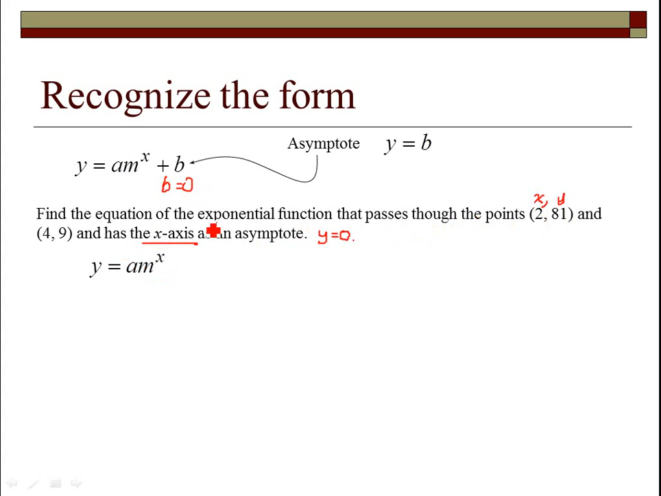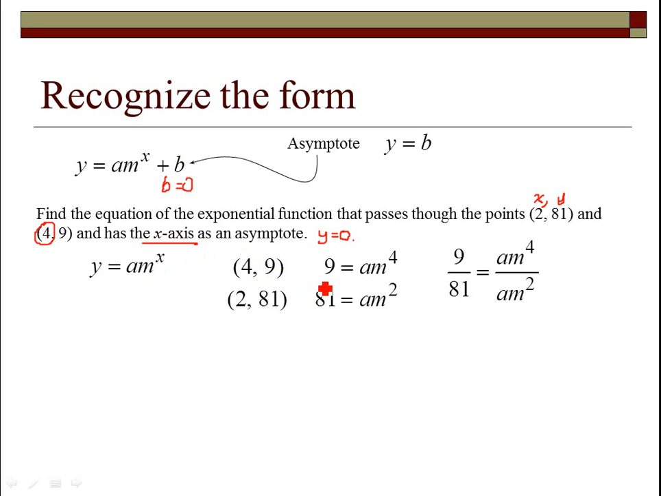Now, my advice is start with the larger x. 4 is larger than 2, so I'm going to plug in 4 for x, 9 for y, and I get 9 equals a m to the 4th. Now plug in 2 and 81. So I get 81 for y equals a m squared. Now the reason I like to start with the larger x first, because now if I take these equations and I divide them, I do 9 over 81 equals a m to the 4th over a m squared.